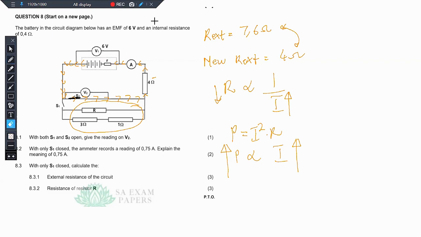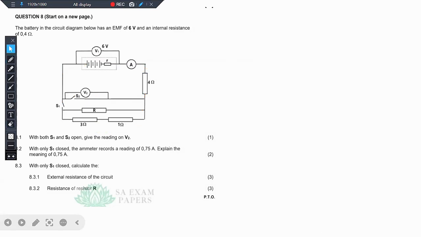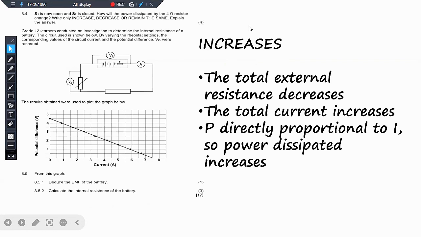But then let's check how we would actually put it. So we'll say it increases. Now, number one, the total external resistance decreases, as we have proven. The total current obviously has to increase. Then P is directly proportional to current, so power dissipated increases. And that's how you were supposed to put that, right? So for 4 marks: a mark for saying increases, and then 3 marks for all these points. So we can see 3 points: observation, relationship, and the conclusion.